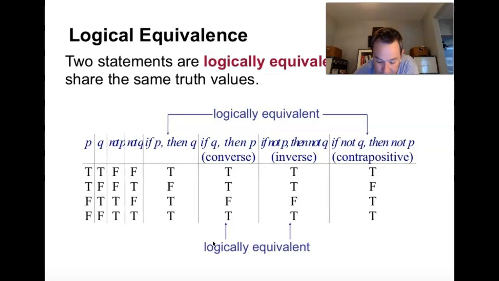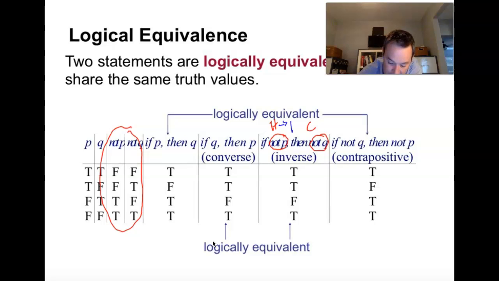All right, what about the inverse? Now we're looking at this: not P is the hypothesis, and not Q is the conclusion. So now we're looking at these two columns, and the only time a conditional statement comes out false is when the hypothesis is true but the conclusion is false. So we take a look at this.